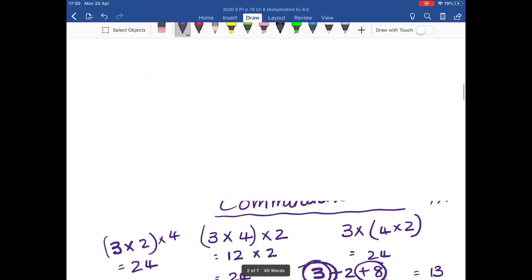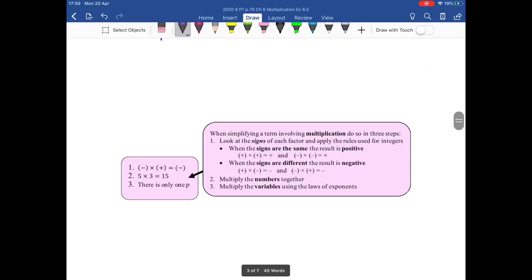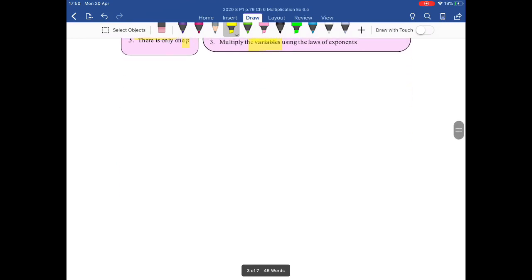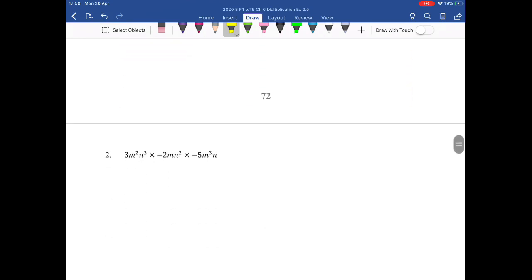Right, there are rules in your book when simplifying terms, here we go. Signs, numbers, variables. And you have to go, remember when we did the signs, a negative multiplied by a positive result is negative. Then we go numbers, and then there's only one P. Let's look at the next example.